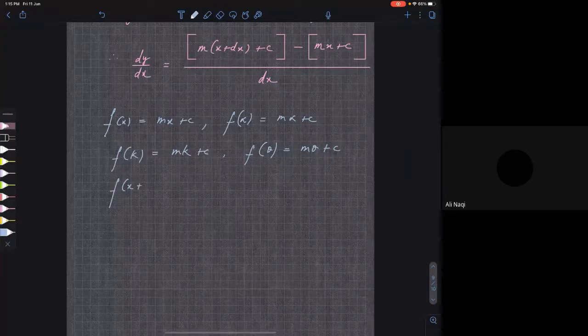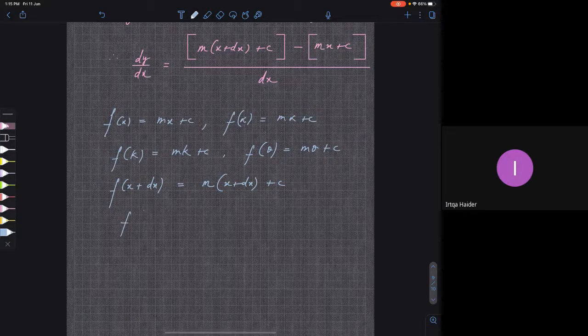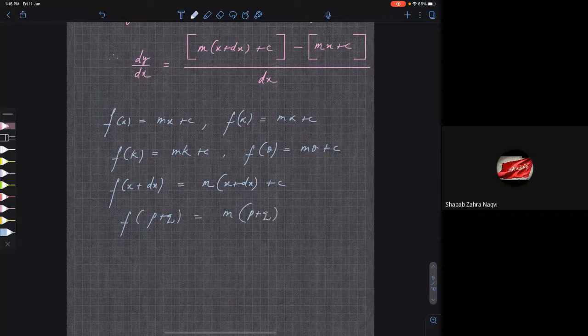So tell me, what is f of x plus dx? In place of x, what will you take? Getting my point? What is f of p plus q? It will be m times p plus q, plus c. Are you getting my point? Okay, let me continue.